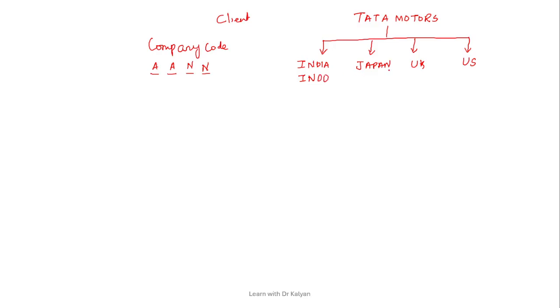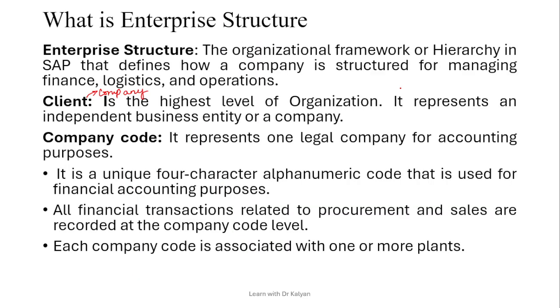Next, the Tata Motors company which is present in Japan is represented by code JA01. Similarly, UK01, US01. So this is the way of representing company codes in SAP software. So far, we have understood the enterprise structure, the client, and even what a company code is.